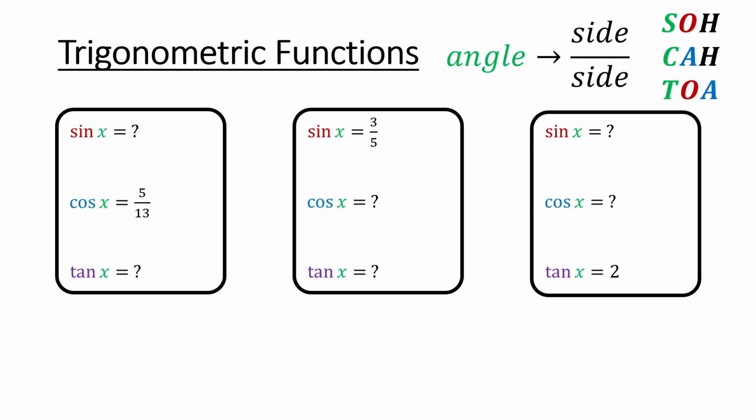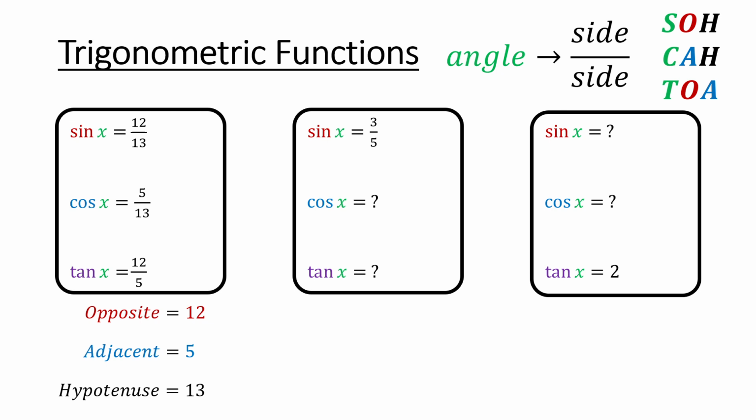If cosine x equals 5 over 13, the adjacent side is 5, and the hypotenuse is 13. Pythagoras comes to the rescue again, telling us the opposite side is 12. So the sine x, the ratio of opposite side to hypotenuse, equals 12 over 13. Tan x, the ratio of opposite to adjacent, equals 12 over 5.